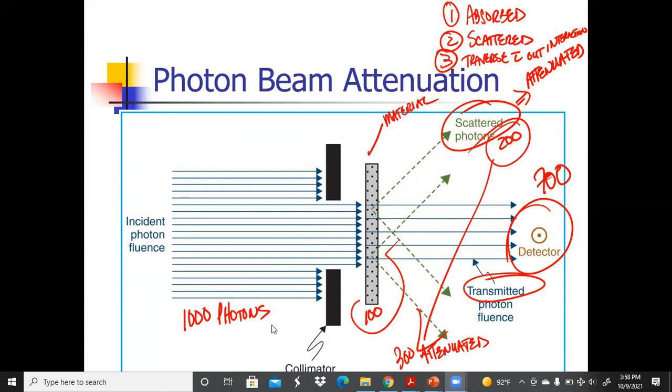So again, say we start off here with 1,000 photons. And let's say here that we have 100 of those scattered off. So we've got 10% of it scattered off. We have 200 that ends up being attenuated for some reason, stopped somewhere here in this particular material. So we've lost 300 total as it's come through. And what reaches the detector is 700. This is what ends up being transmitted. So we had 1,000 incident, we had 700 transmitted.